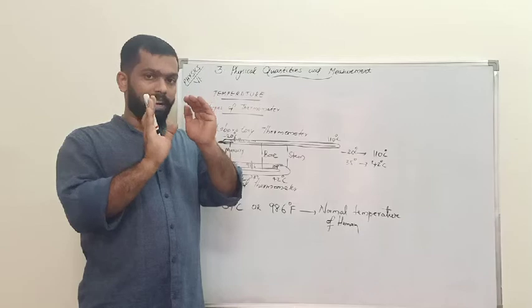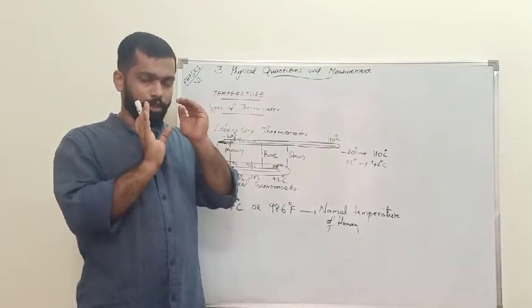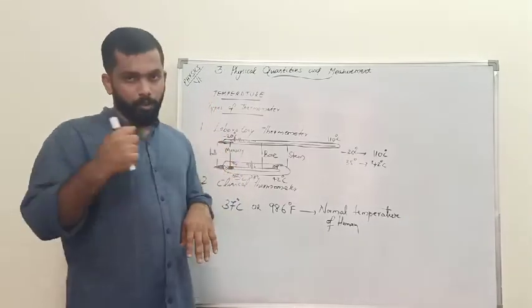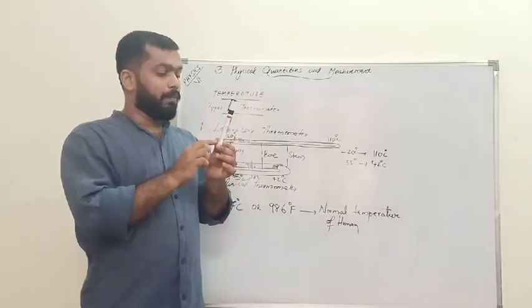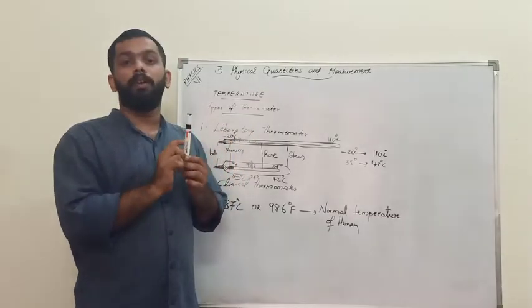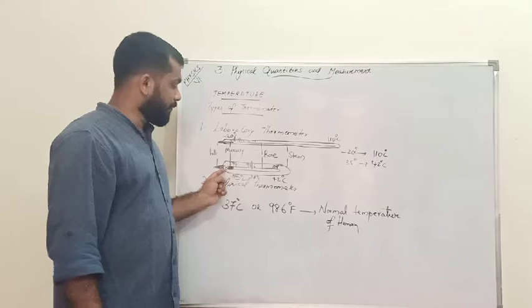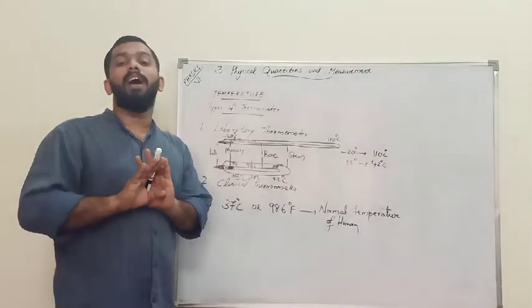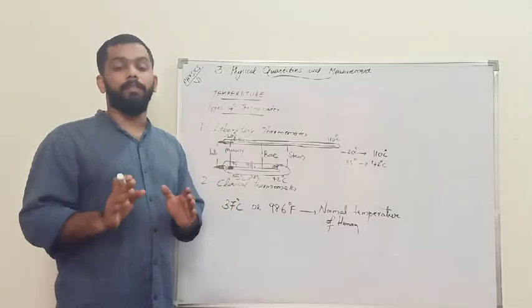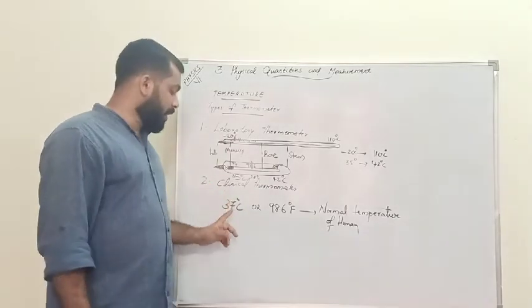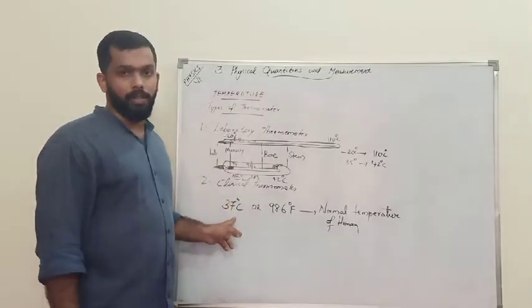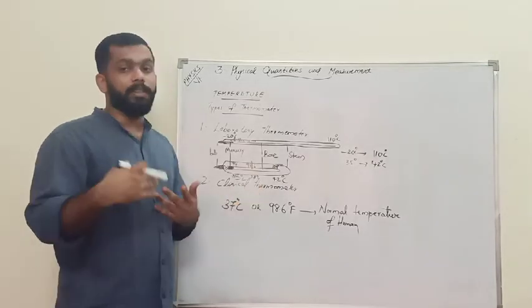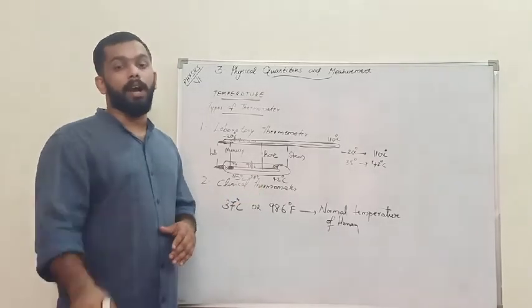When the mercury level is steady and has stopped rising, we take out the thermometer and see up to which limit the mercury has extended. If the mercury is standing at 37 degrees Celsius, you don't have any fever. Your body has the normal temperature, that is 37 degrees Celsius. And if it is beyond that, more than 37 degrees Celsius, you have a fever.